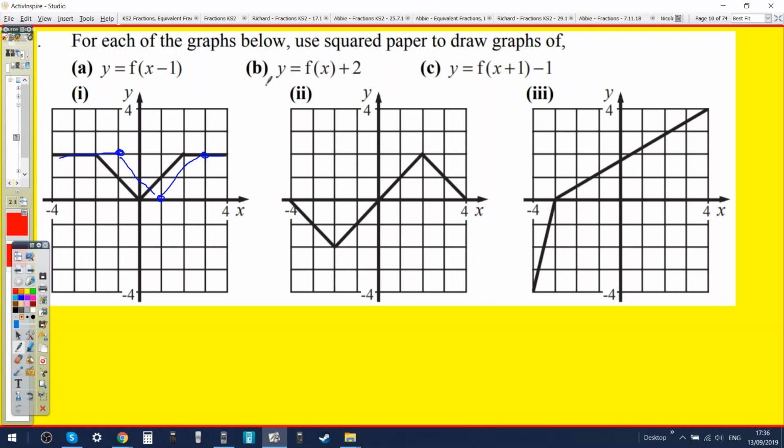How about the next one? Y equals f of x plus 2. So I think y is going to go up by 2. Yeah, so again, every main point, just move it up by 2. Just to clarify, anything that isn't in a bracket is y. Anything that is in a bracket is x. Correct. Great, perfect.